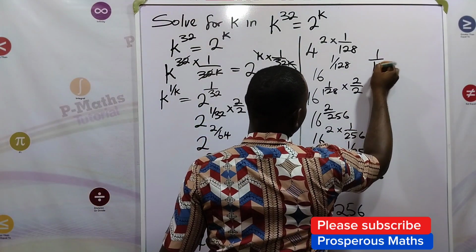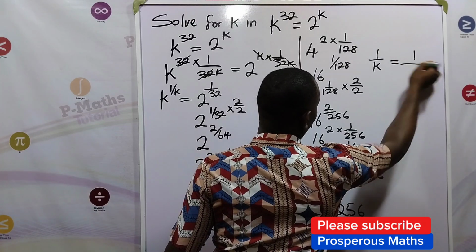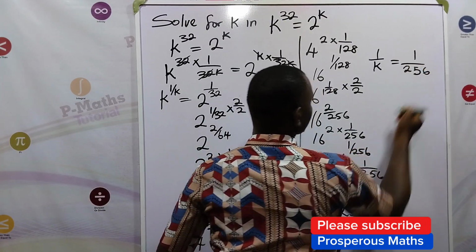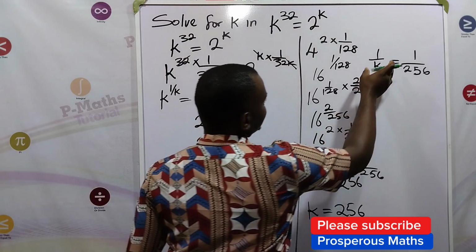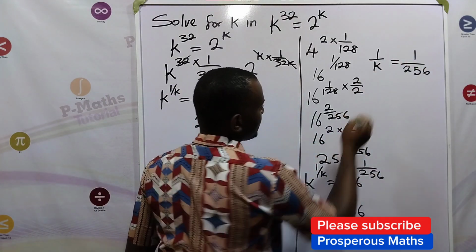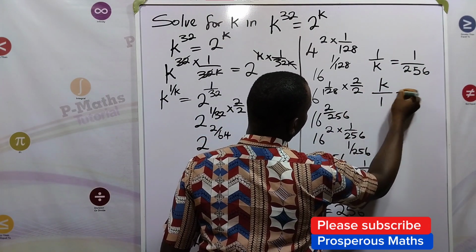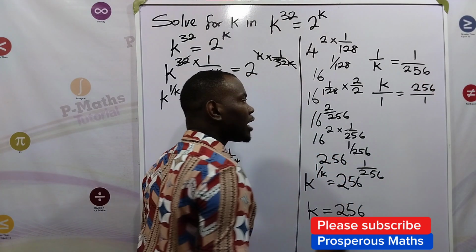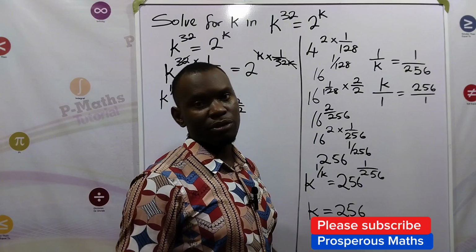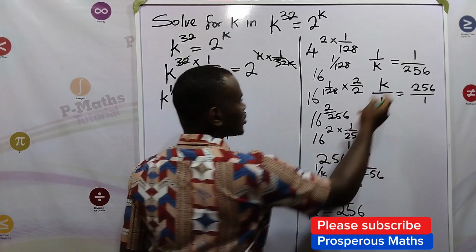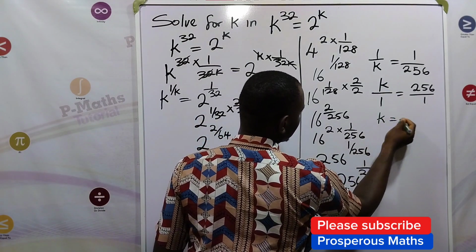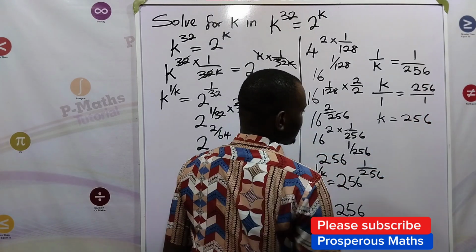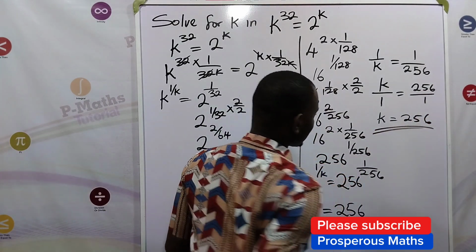But if that is not enough for you to believe, let us also use the power. I have 1 over k equals 1 over 256. At this point, I'll take the reciprocal of both sides. That is k over 1 equals 256 over 1. And any number over 1 is the same thing as that number. So k over 1 is k. 256 over 1 is 256. And that is the solution.